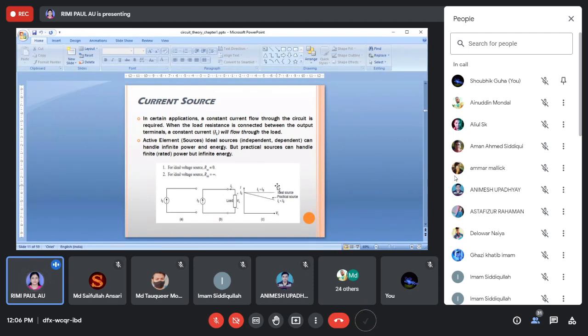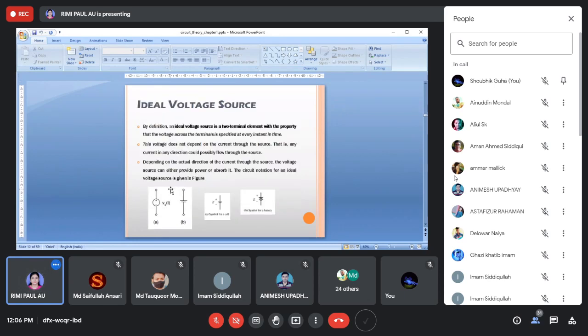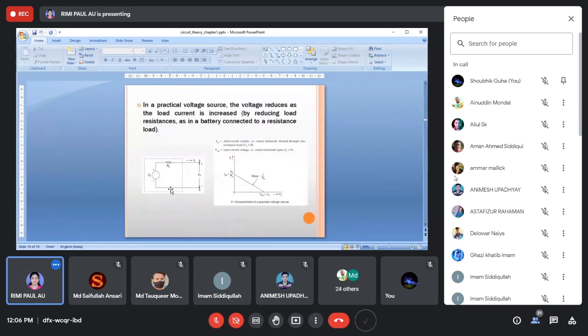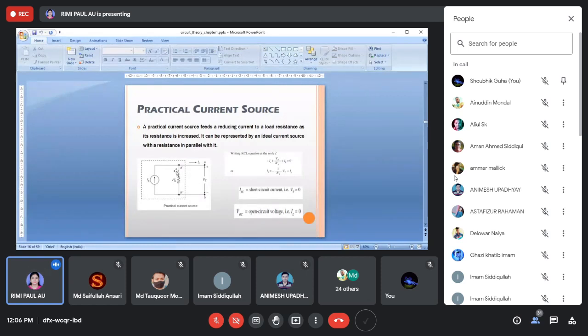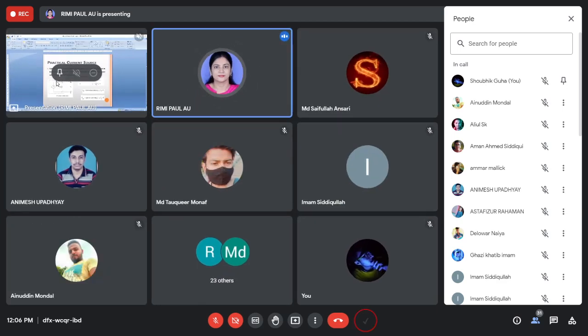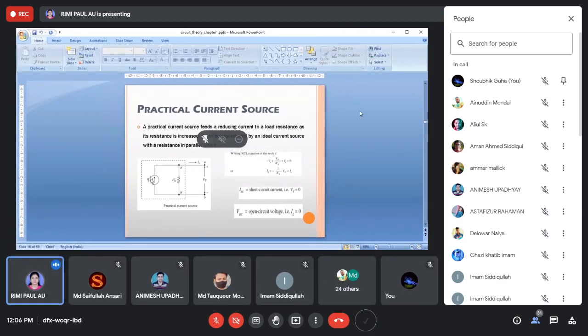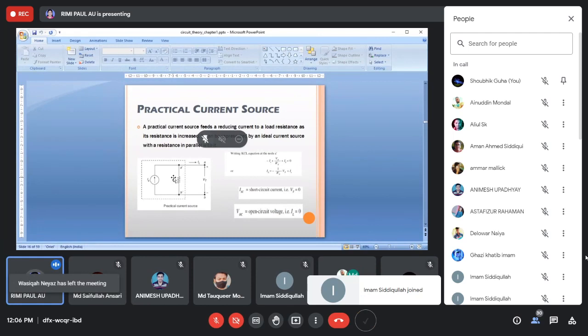An ideal source is constant, but in a practical source some current is dropping. If I connect a resistance in parallel to the source, then some current will flow through it, and there will be a drop, and this terminal will be minus. So when the load is connected here, the load current should be slightly different from the supply current due to this internal parallel resistance. So this is the practical current source.